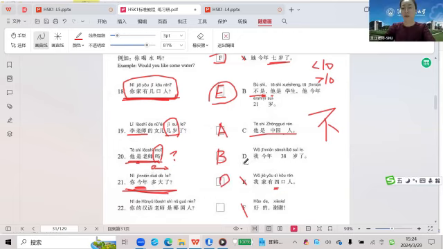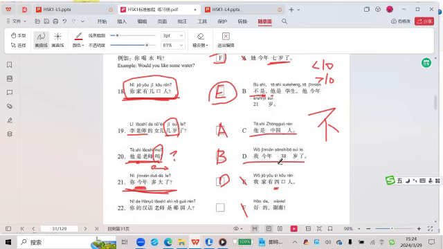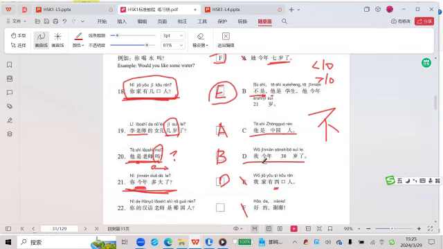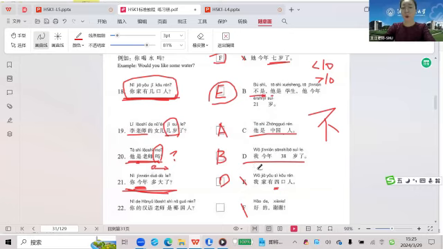Okay, very good. Read the answer. 我今年三十八岁了。 Okay, very good. Please translate it into English. I am 38 years old this year.